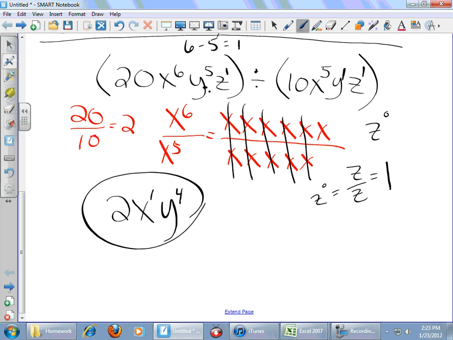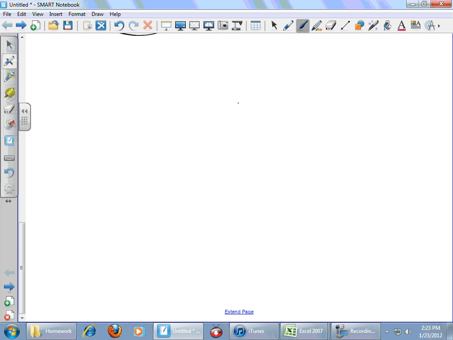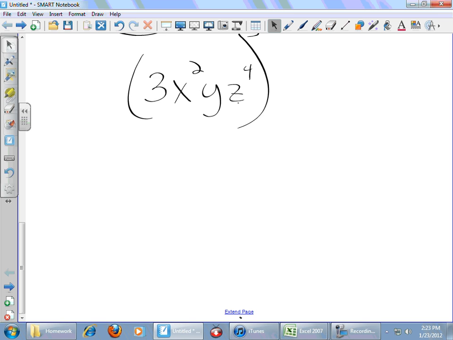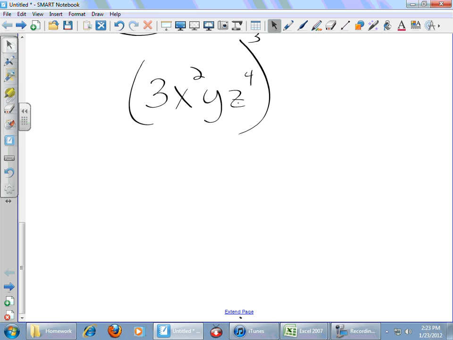That's division. Now, for Tuesday's lesson, we're going to see problems that look like this. 3x to the 2nd, y, z to the 4th. And that is going to be raised to the 3rd power. Now, some of you are going to get it totally wrong because you're not going to stop and think. That's all together, isn't it?